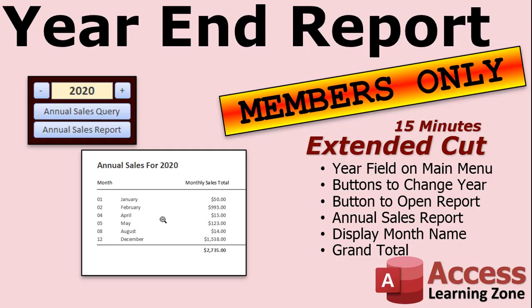Want to learn more about this stuff? Well, in the extended cut for members, 15 minutes long, I'll show you first how to put the year field on the main menu, so you don't have to keep typing in 2020 every time you run this query. In fact, I'll have it default to the current year. I'll put little buttons on there for you so you can click the little buttons to go plus and minus here. That's kind of neat, right? We'll make buttons to run the sales query. Then we'll build the sales report and make a button for that. In the report, I'll show you how to bring all that information in. We'll put the year total across the top so it says annual sales for 2020, so that doesn't have to keep repeating. The monthly sales totals that we get from the query. I'll show you how to put the name of the month in there with a little function. And then, of course, a grand total on the bottom. This is all covered in the members only extended cut, 15 minutes long.